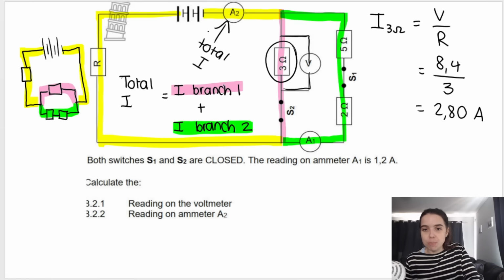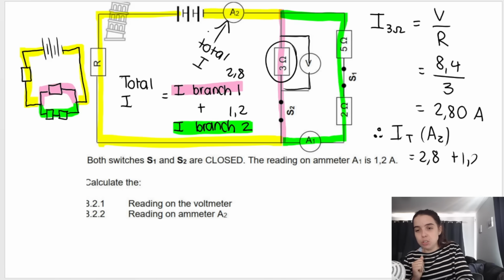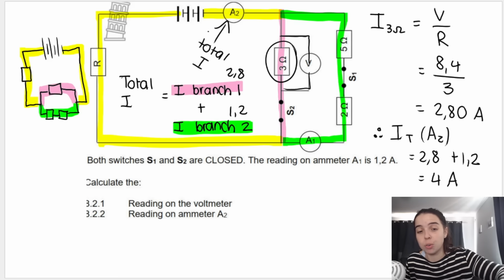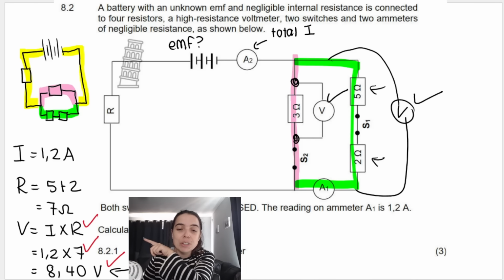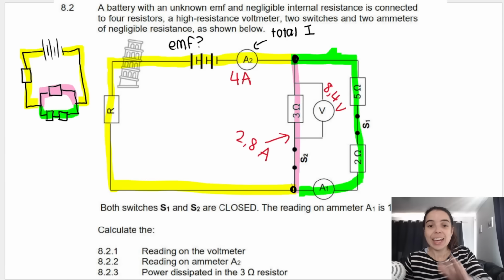That is the current through branch 1, so 2.8, and the current through the other branch, the green branch, is 1.2. Therefore, I total, or you can write the reading on A2, is equal to 2.8 plus 1.2, which is equal to 4 amperes. If you don't put your unit, you will get the question wrong. And that is where you get your marks for this question. And just to go back for the previous question, it's formula, substitution, answer with units.